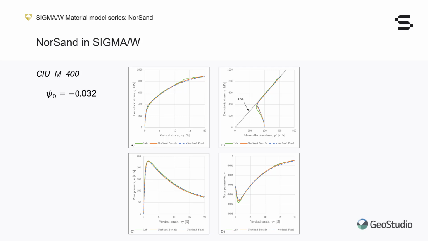As a last example, here are the simulation results for a non-drained loading on dense sand. Again, the Sigma W simulation results using the state-dependent relationships are very close to the best fit possible. Both simulations correctly follow the laboratory results, where an initial contraction phase, accompanied by a positive pore water pressure generation, is followed by a dilatant phase, during which negative pore water pressure are generated.